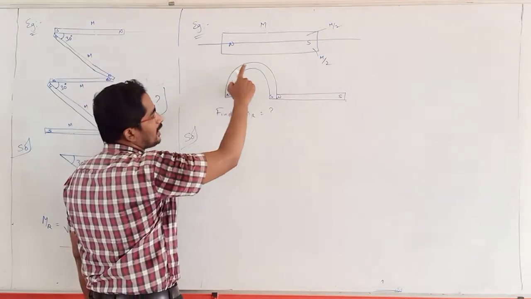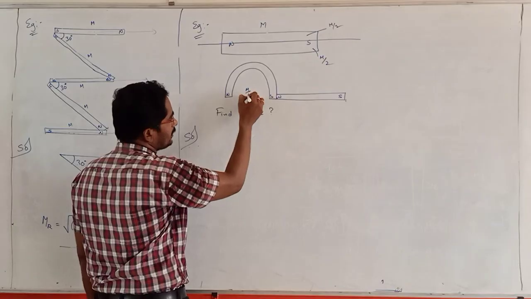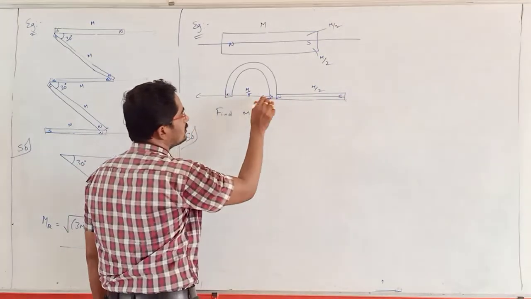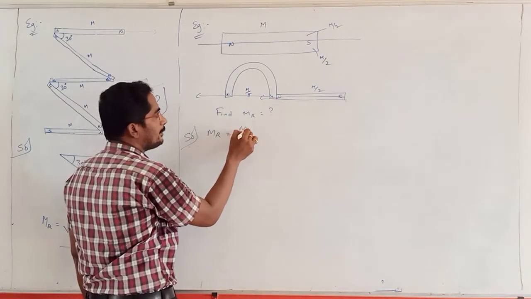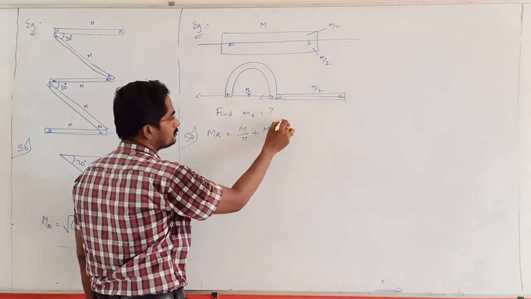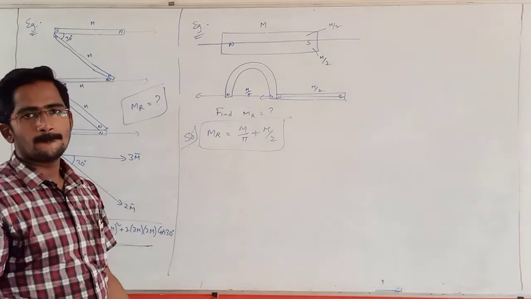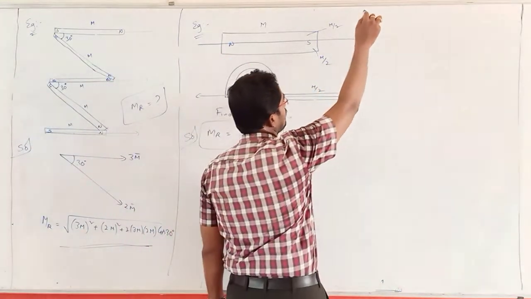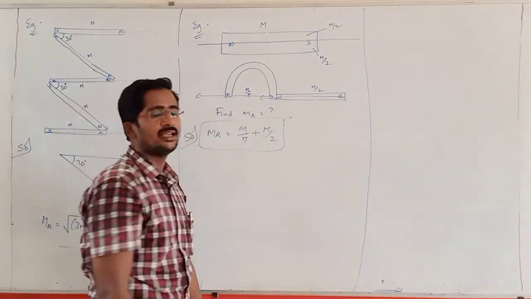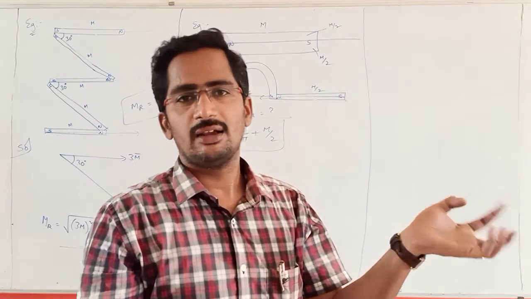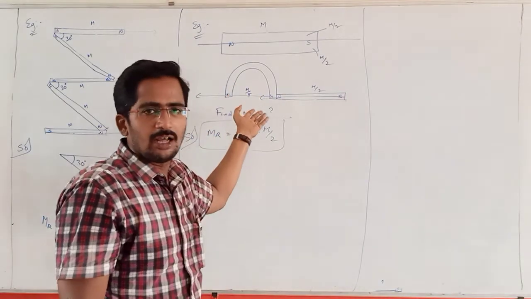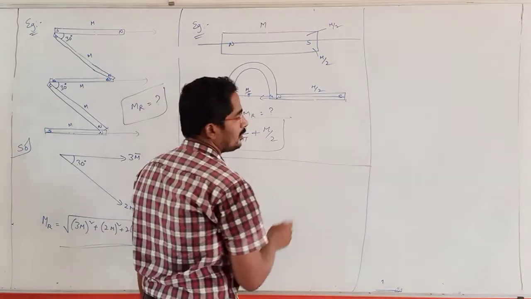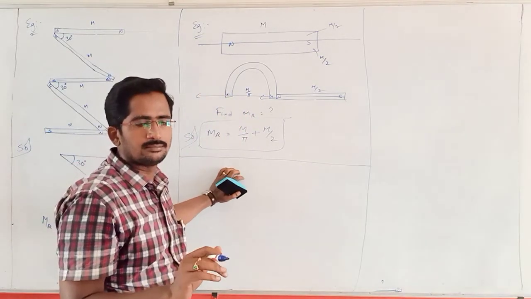Then what is the moment of this one? M by pi, and for this, m by 2. And the directions are the same for both. Then the resultant value is m by pi plus m by 2. That is the resultant magnetic moment for this. Okay, same order. But the difference is, there I cut that one along the equatorial line, but here it was cut along axial. That's the difference. With that, magnets are completely over.